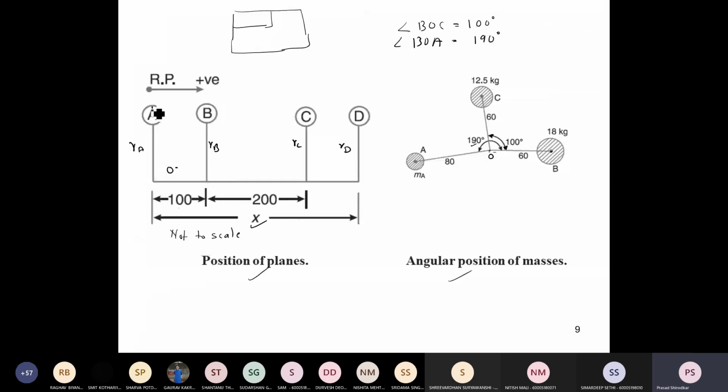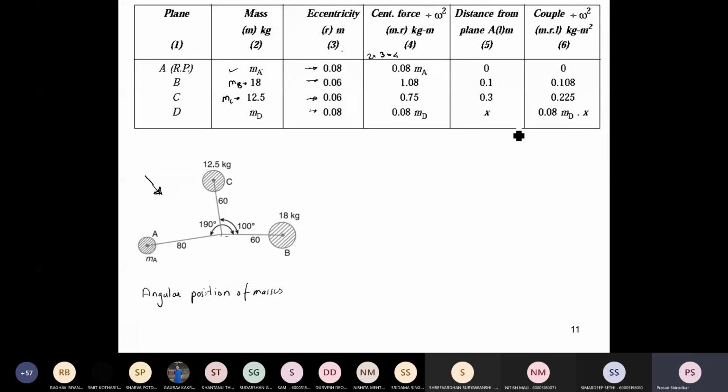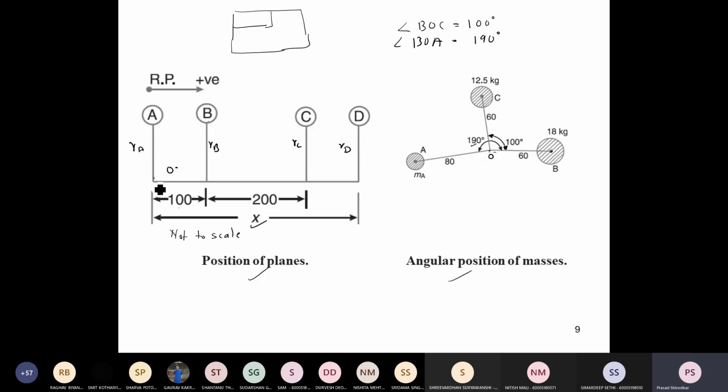Alright. Now taking A as a reference plane, I am entering the distance of masses B, C, and D with reference to A, the reference plane. So distance of reference plane A with itself is going to be 0. Distance of reference plane B is this distance 100, that is 0.1. Distance of reference plane C from A is 100 plus 200, that is total 300 divided by 1000, converting into meter.